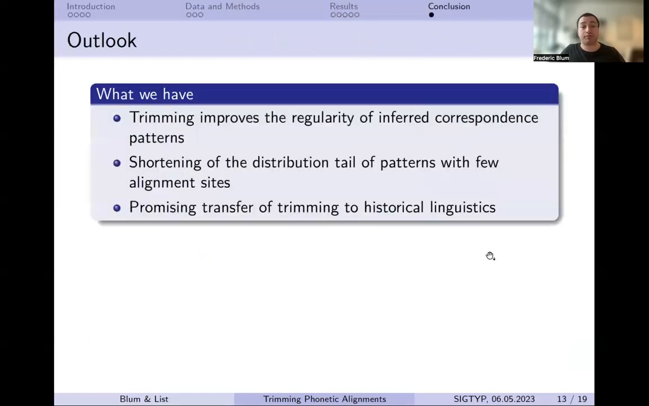As a conclusion, we see that trimming does improve the regularity of inferred correspondence patterns, and we do eliminate a lot of the noisy data. And we also see that we successfully shorten the distribution tail of patterns with very few alignment sites, which all in all seems like a promising transfer of trimming to historical linguistics.